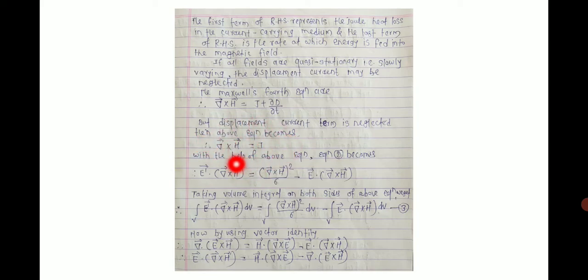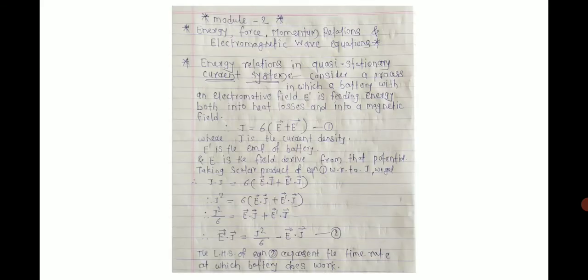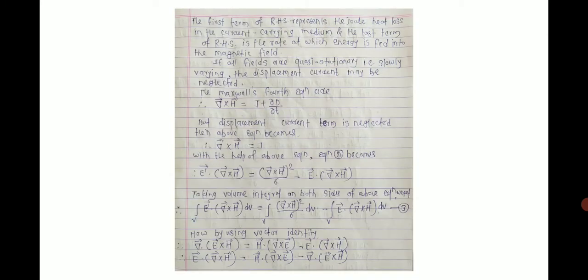With the help of this value, J equal to del cross H, equation 2 becomes: E dot J, where J is replaced by del cross H. So equation 2 becomes E dot del cross H equal to (del cross H) squared divided by sigma minus E dot del cross H.